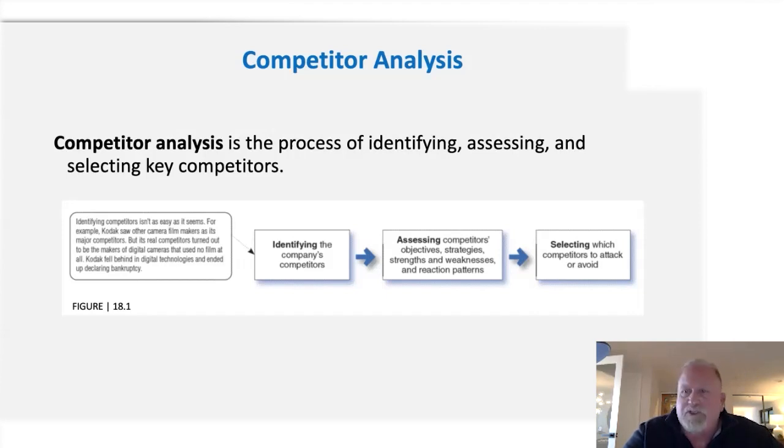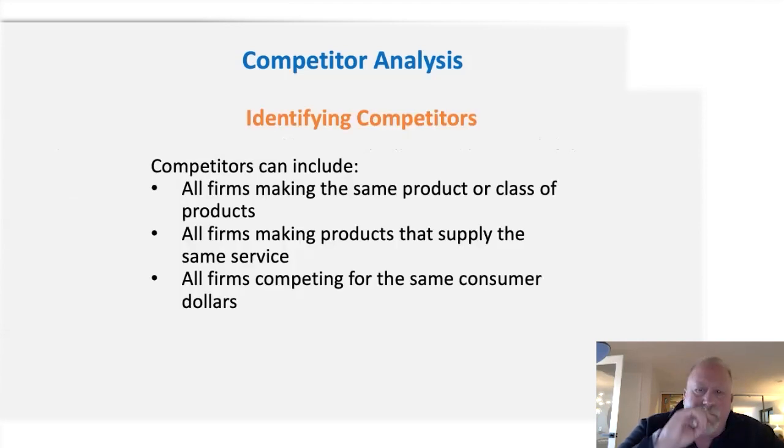We want to make sure we position ourselves relative to those competitors that we think have a vulnerability in some aspect that we have a strategic advantage over. So when we're identifying these competitors, it can include all firms making the same product or class of product. That's a wide comparison of it. It can also include all firms making products that supply the same service. So when we talk about services, instead of actual physical products, it can be somebody delivering a service that fulfills our needs, or all firms competing for the same customer dollar.